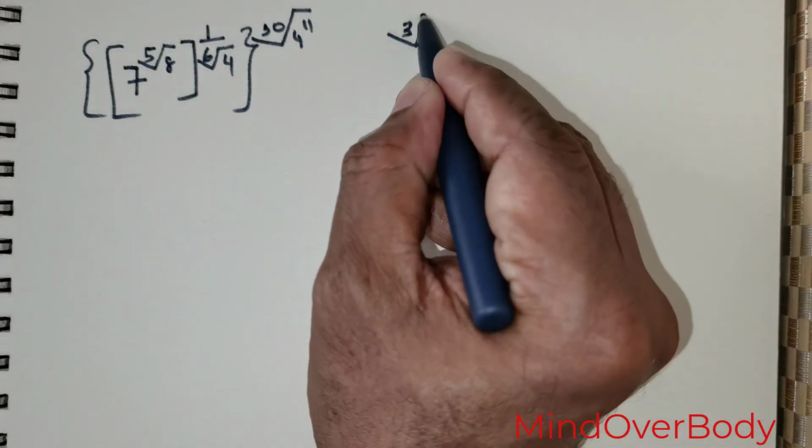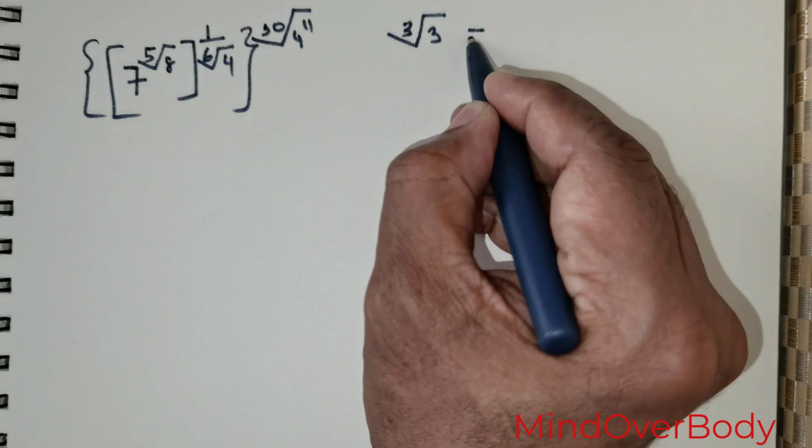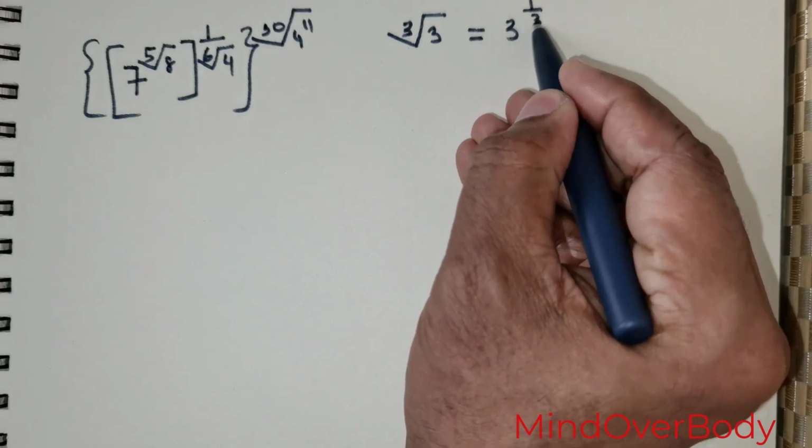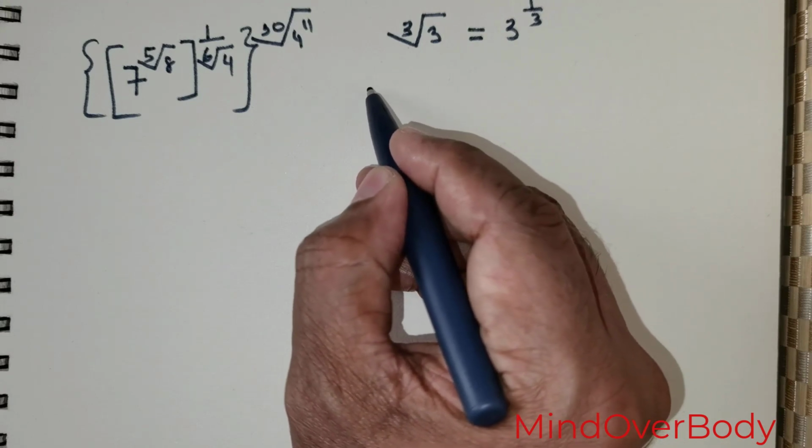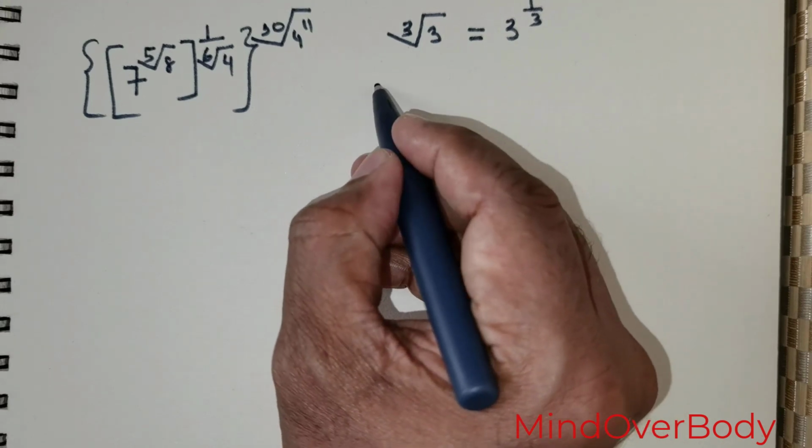suppose you have third root of 3. How are you going to write this? Third root of 3. This can be rewritten as 3 raised to the power 1 over 3. Now what have we got here? We have actually been given, I'm going to write the question, what exactly we have been given.